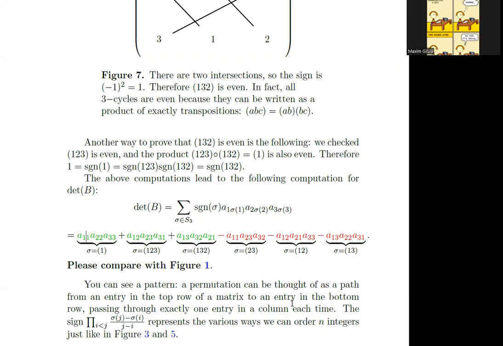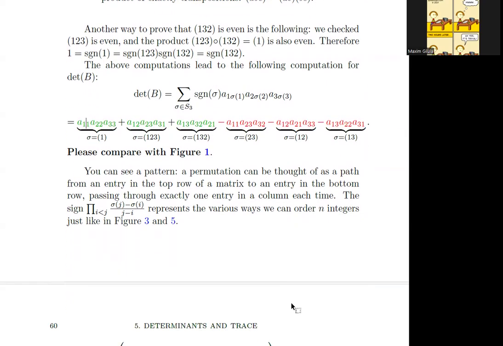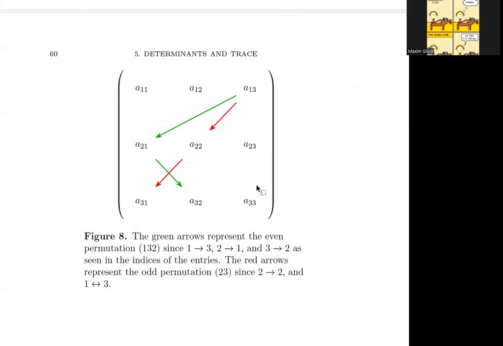And the sign represents the various ways we can order n integers. So the various ways we could pass through. So for example, here's a path from A13. So we go from A13. Now we can't use this column anymore. Go to a different column, A21. We can't use this column anymore. And now only A32 is left.